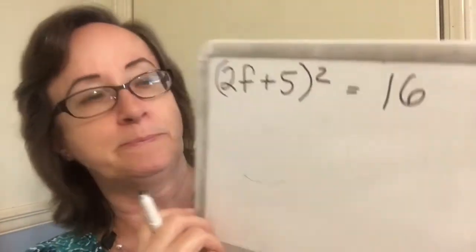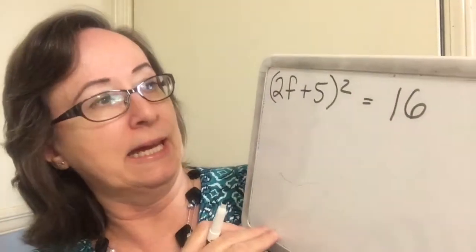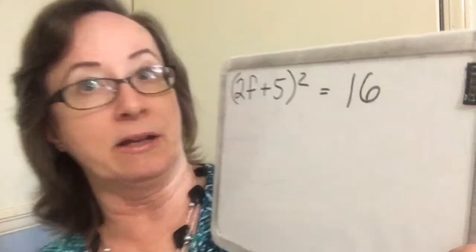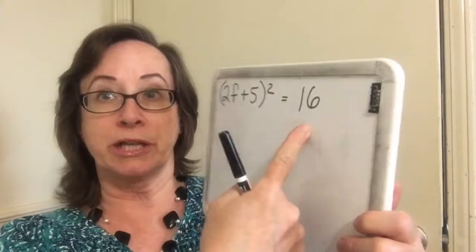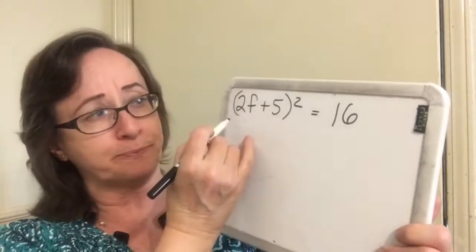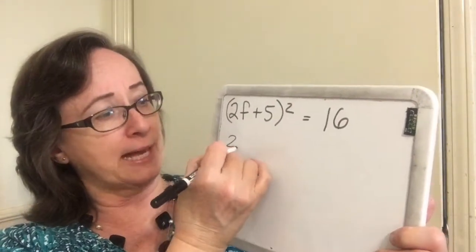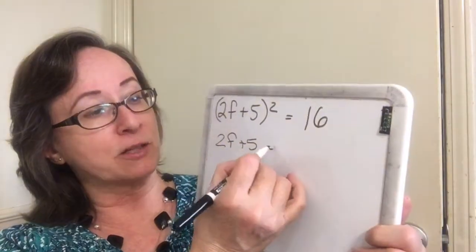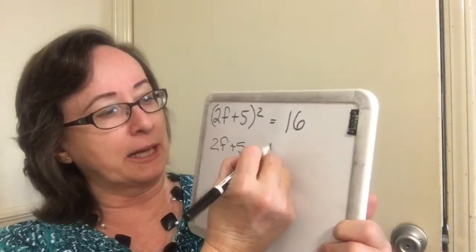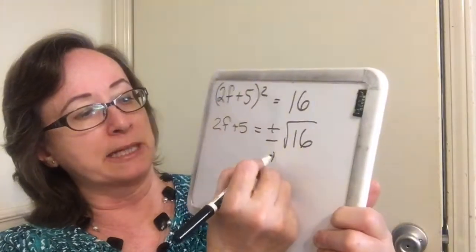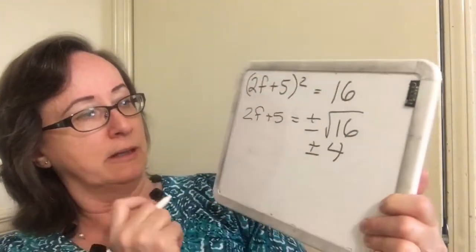Okay, so now we're going to do some other problems. This one right here already has a quantity squared, a square of a binomial, but we're going to use our square root property to get rid of the square. So I take the square root of the left side and I get 2f plus 5. I take the square root of the right side and I get plus or minus the square root of 16, which is the same thing as plus or minus 4.